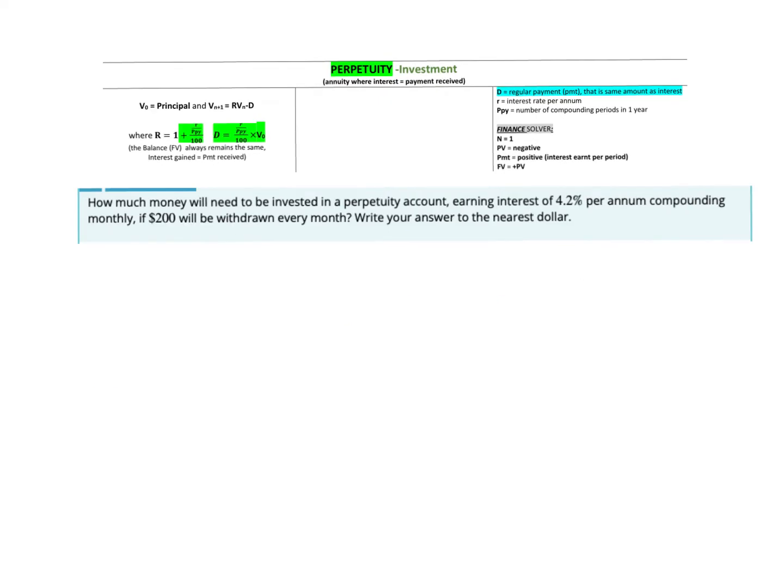Okay, how much money will need to be invested into the perpetuity account earning? So here we go, we've got 4.2% compounding monthly. So we knew PPY was 12. If 200 is to be withdrawn, so we've got to know that it's a perpetuity, and 200 is being withdrawn from the account each month. So that is the payment. So really, when they ask what will need to be invested, this is when you're actually trying to find the PV.